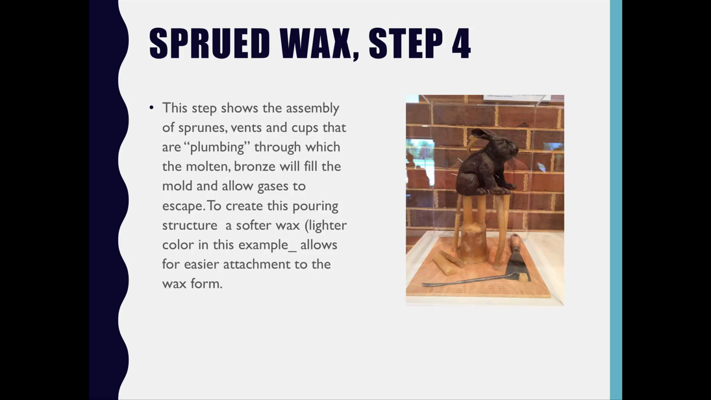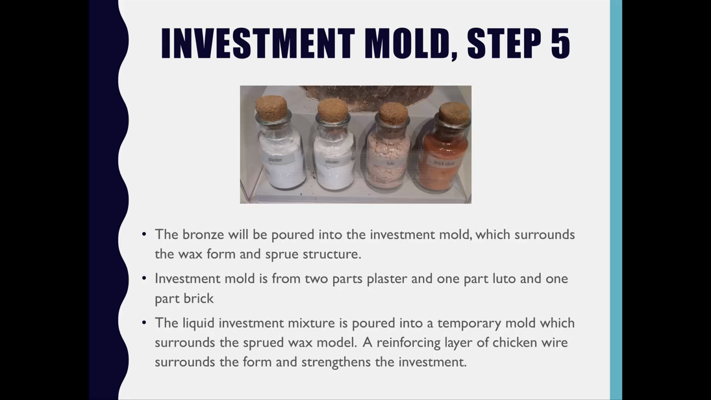Then the next step is basically creating the sprues, or you could say vents and cups, which are the plumbing through which the molten bronze will fill the mold and allow gases to escape. This creates basically the pouring structure out of a softer wax. That's what you see below, the lighter yellow, and it's easier to detach later.